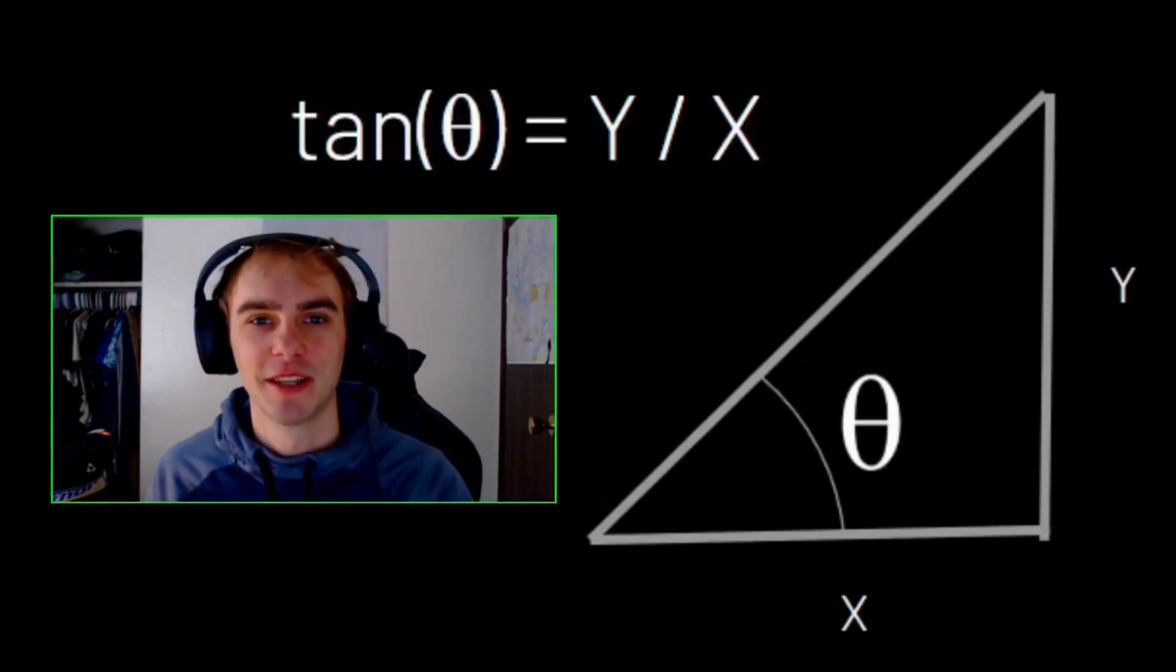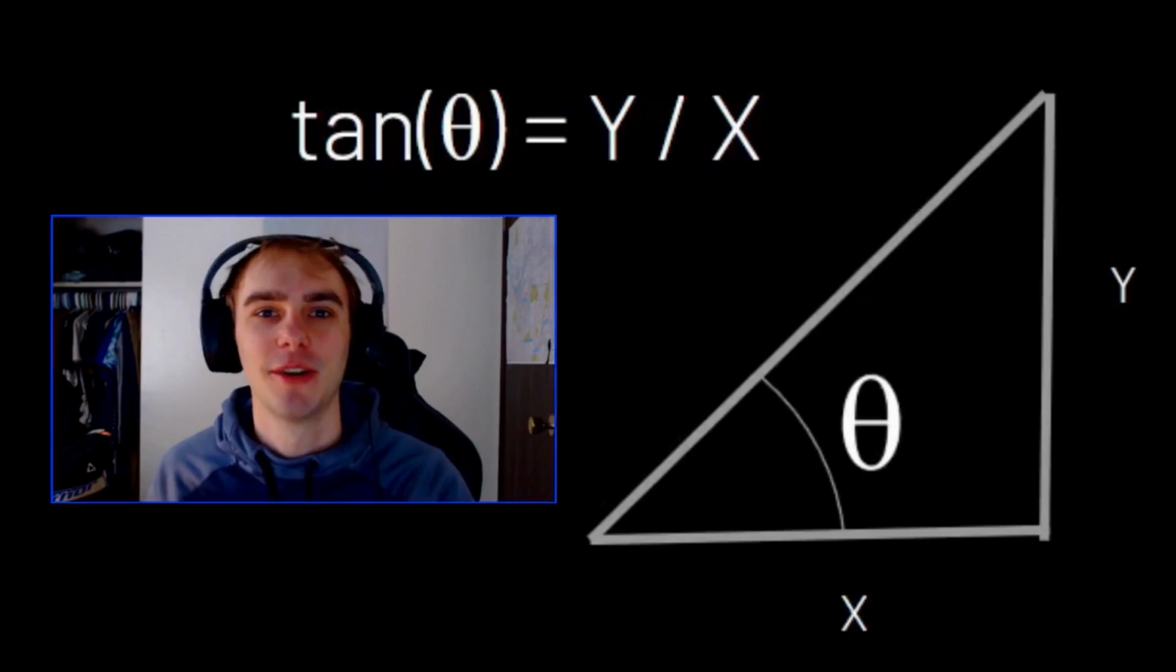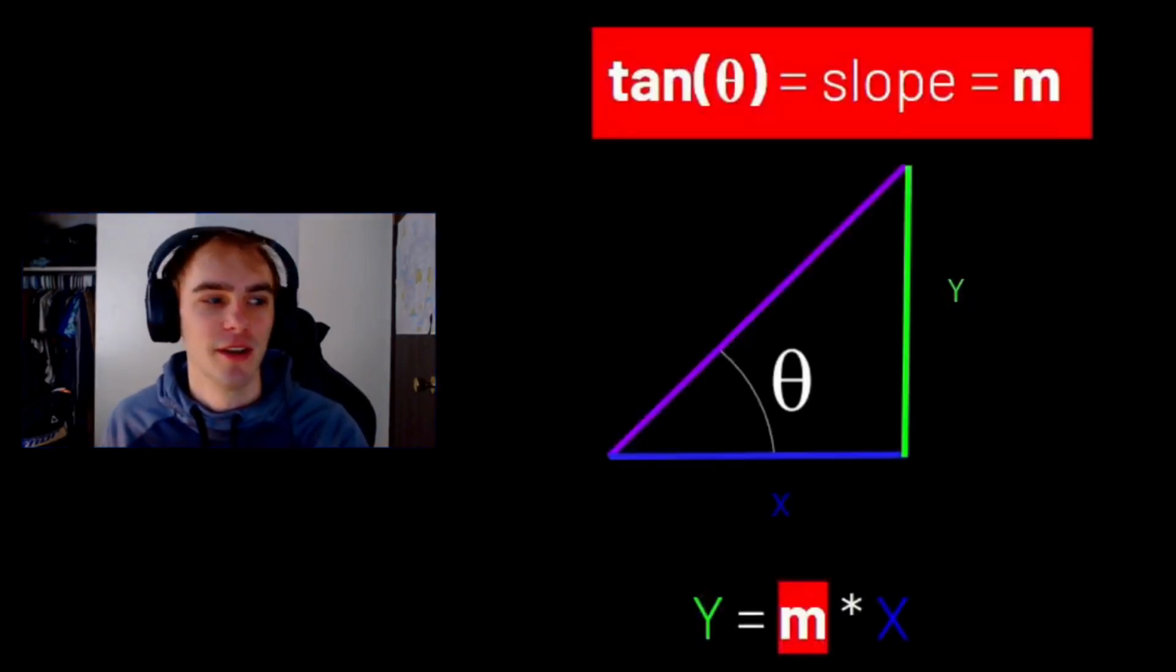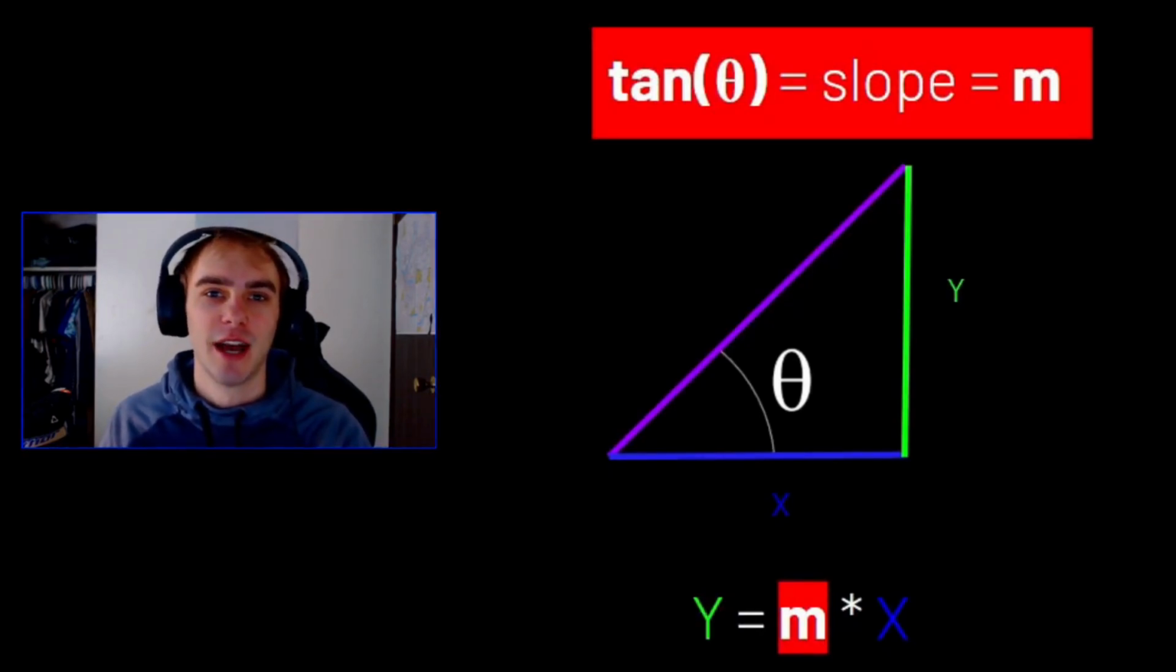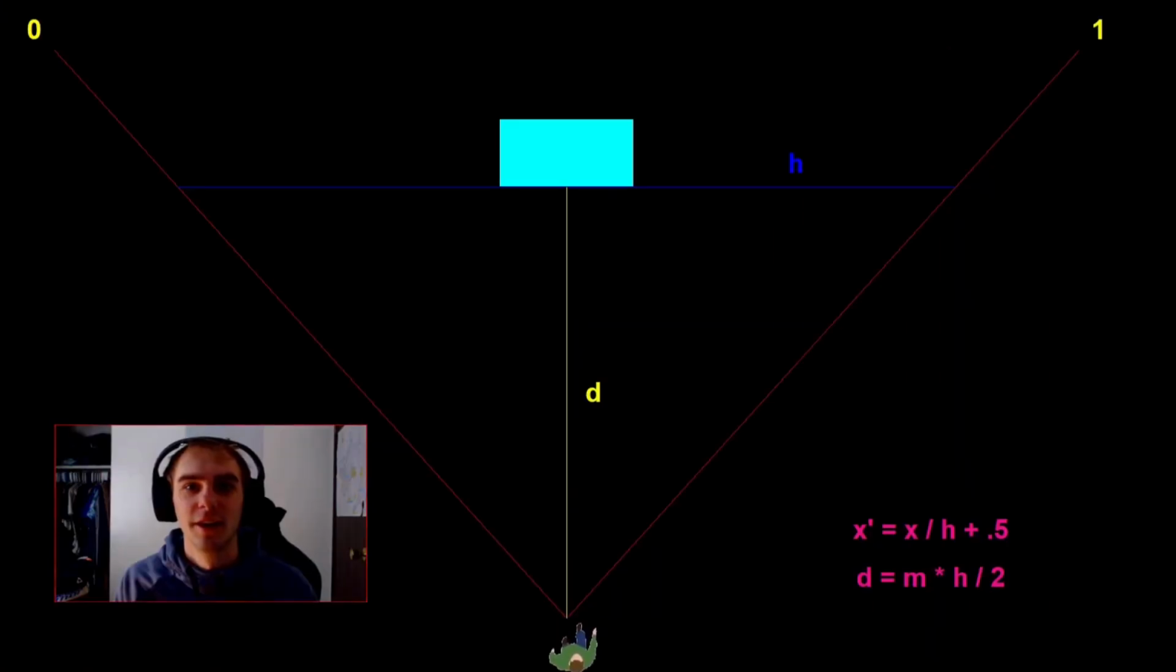Here in this picture we can see that tangent of theta is equal to the ratio between y and x on this triangle, and then we're going to use that to relate the slope, because slope is rise over run. So if slope is equal to, we're going to call it m, then we can say that the green line y is equal to slope times your distance traveled in x. And here's a little diagram I made.